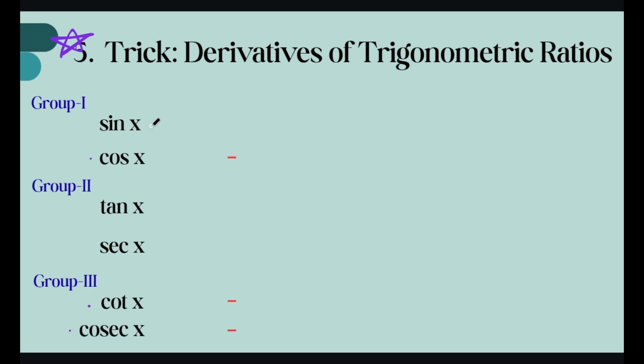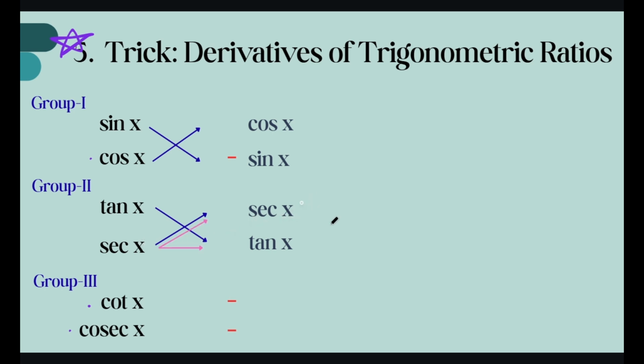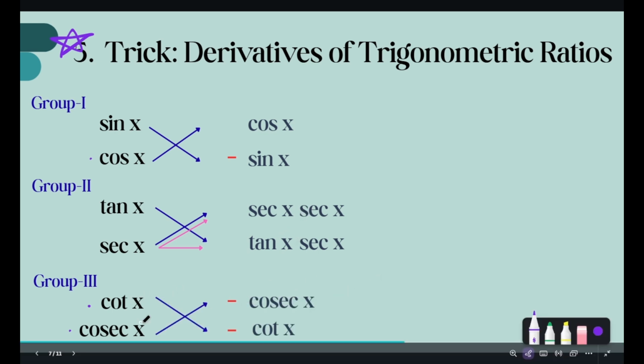Now on crisscrossing group 1, for sin x we have cos x, and for cos x we have negative sin x. And for group 2, for tan x we have secant x, and for secant x, tan x. Here we are going to crisscross again from only secant x. Then we are going to have secant x multiplied on both sides. And same with group 3. For cot x, minus cosecant x, and for cosecant x, minus cot x. Now again we are going to crisscross from only cosecant x, and cosecant x is going to be multiplied on both sides.